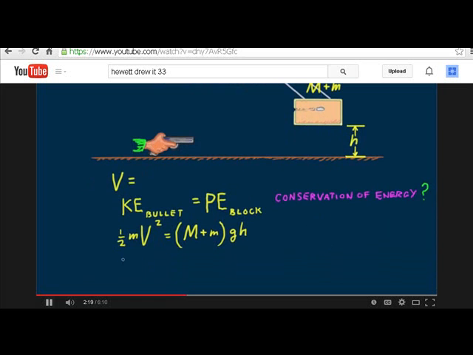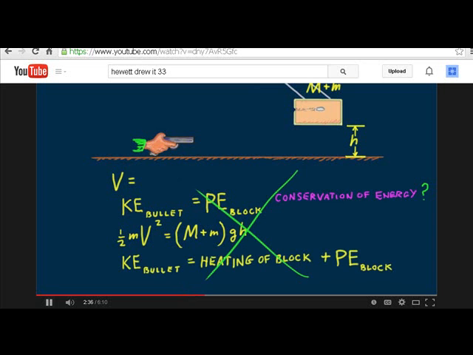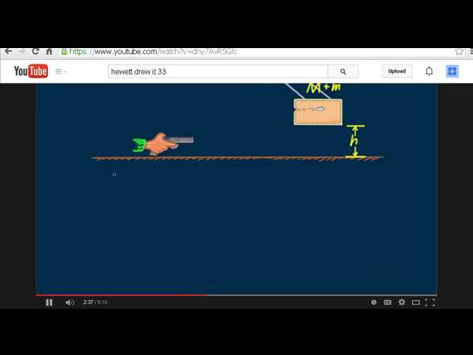So our energy equation would be kinetic energy of the bullet equals heating of the block plus the potential energy of the block. We don't have information that deals with the heat generated. That being the case, we move to the conservation of momentum. Well, this is a collision problem that bypasses heating or other forms of energy.